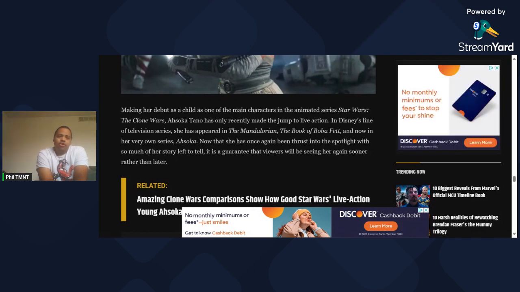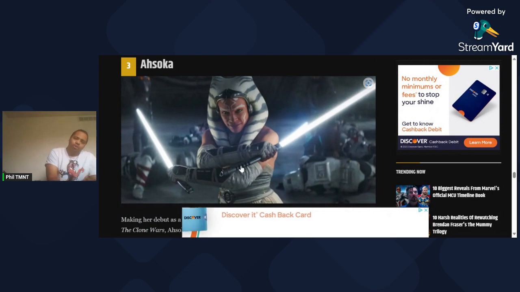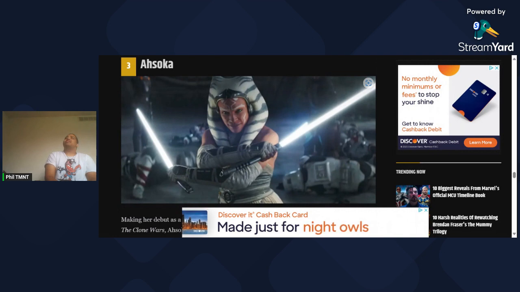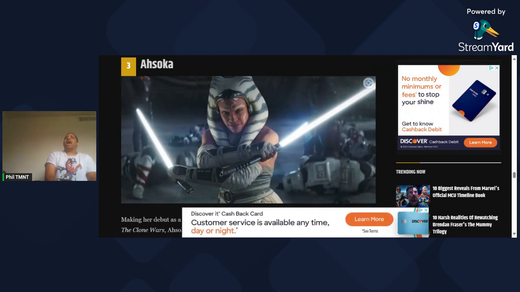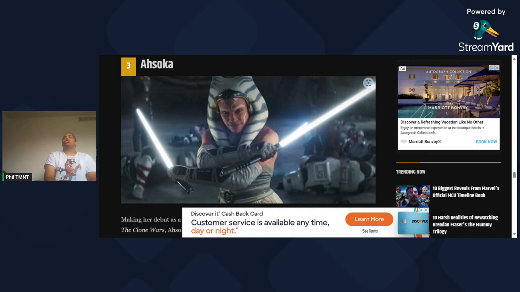Ahsoka. Now that she has once again been thrust into the spotlight with so much of her story left to tell, it's a guarantee that viewers will be seeing her again sooner rather than later. I will say this: Ahsoka Tano is my favorite character of the Clone Wars. I liked her role in season 2 of Rebels, but I think that she should have died in Rebels. There should have been no way she survived her duel with Darth Vader.